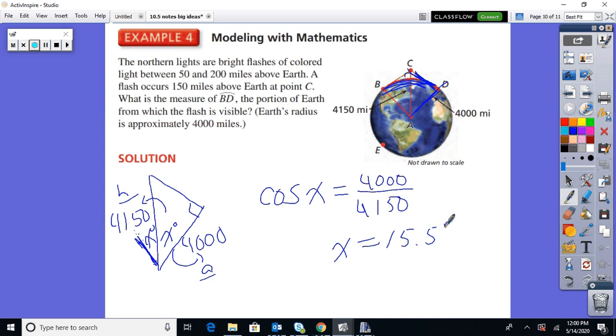And then don't forget to double it, because you want the entire arc. So you want both of those angles like we have drawn over here. So x would be approximately 31 degrees. You can squiggle approximately if you want. All right, so try the last monitor progress, follow those steps, see what you get.